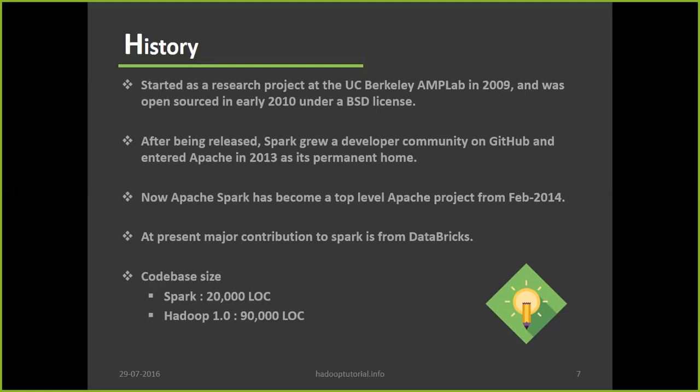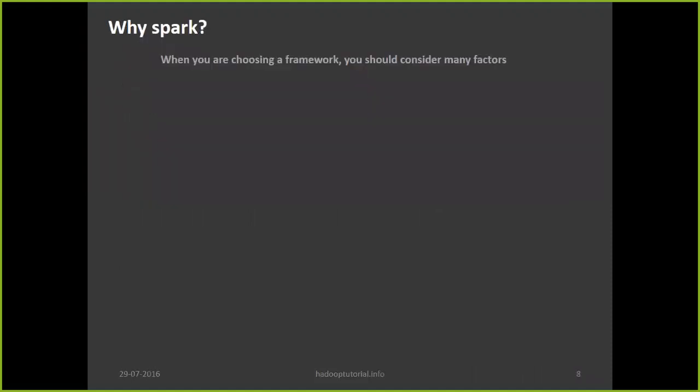This is purely because Spark is written in Scala, and Scala is so concise, you don't need lots and lots of lines of code. In Hadoop, just the 1.0 release itself has almost 90,000 lines of code, because it was written in Java.